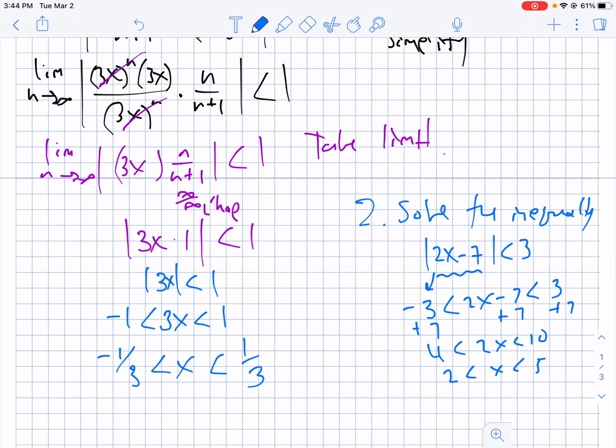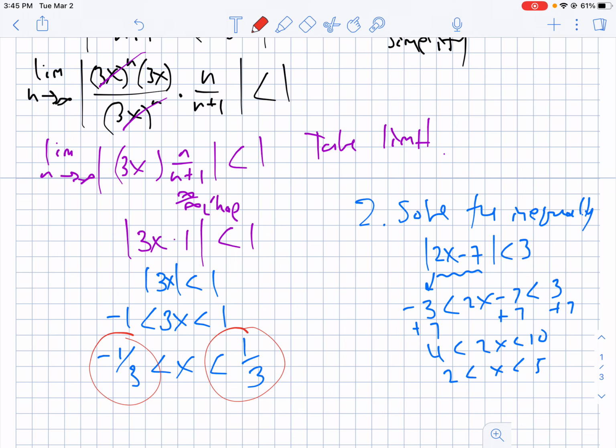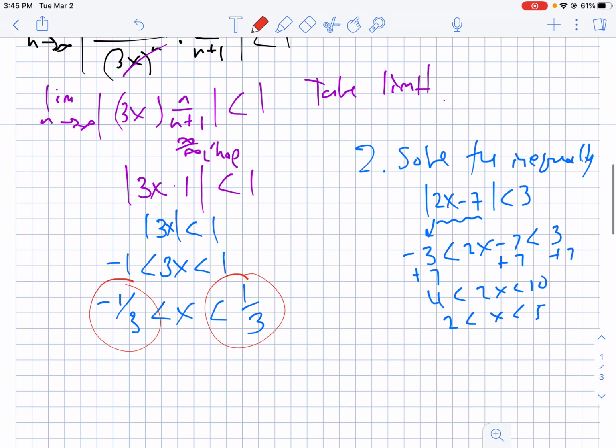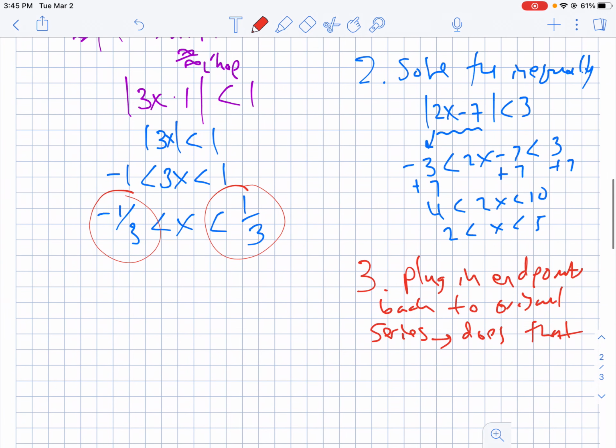Now, this problem hasn't been long enough already, so we need to add a third step. So we used the ratio test, saw where it's less than 1, and we found this interval. But the issue is at these endpoints, at x equals 1/3 and -1/3, it's equal to 1, and the ratio test was inconclusive. So the third step that we have to do is plug in the endpoints all the way back to the original series. And then you're going to ask yourself, does that series converge or diverge in each case?